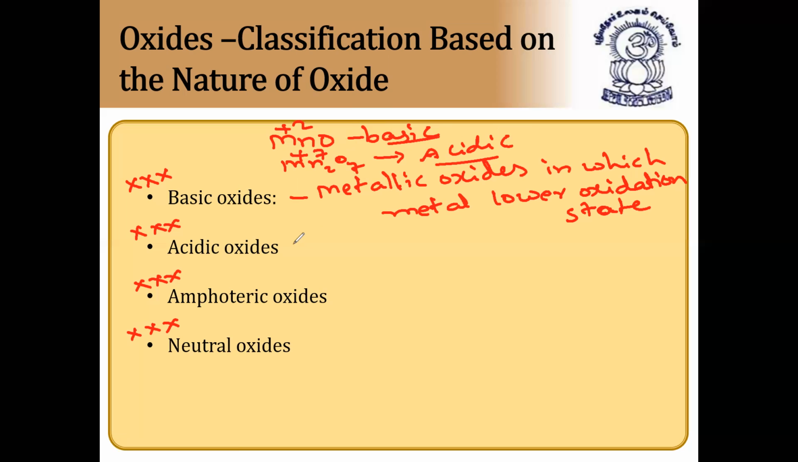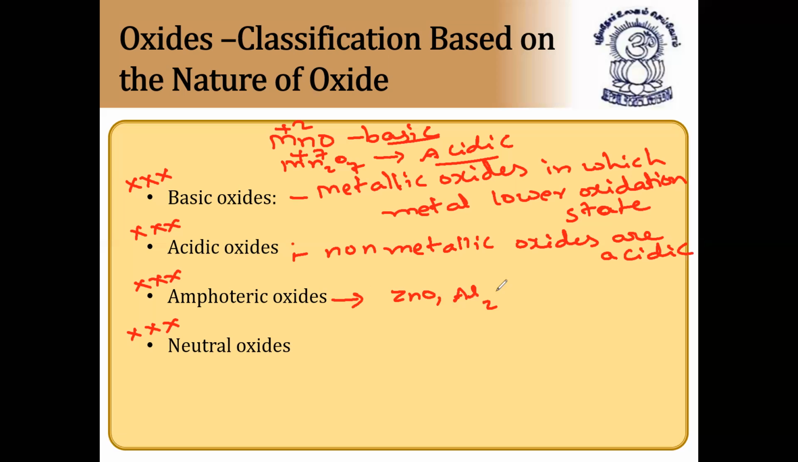And acidic oxides, usually non-metallic oxides, are acidic in nature. Amphoteric oxides are nothing but zinc oxide, aluminum oxide, some metals which have empty orbitals, along with metalloid oxides like selenium dioxide, etc. All these are amphoteric oxides.